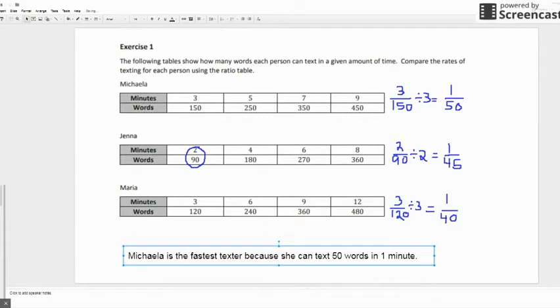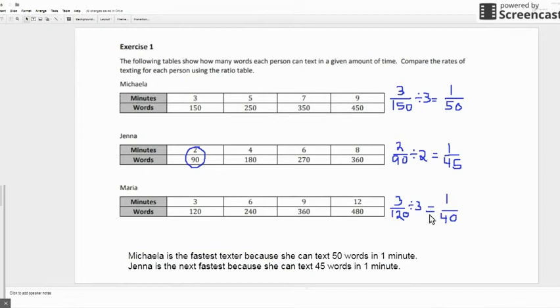Now, who is the second fastest? Well, we have Jenna. Jenna is the next fastest because she can text 45 words in 1 minute. All right, so as you can see, Michaela's the fastest. Jenna's the second fastest because she has 45 words in a minute. And then, of course, the last person, the slowest texter, is Maria.